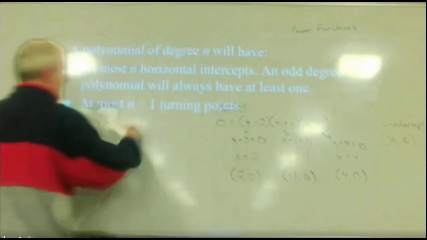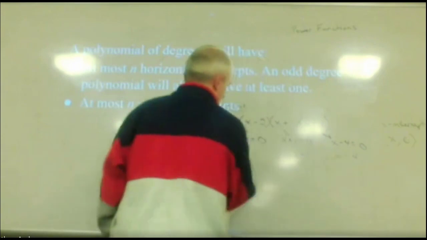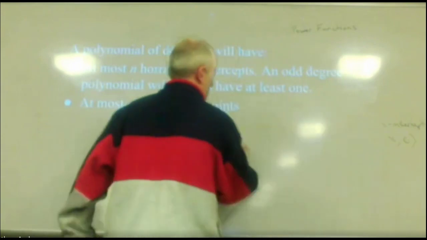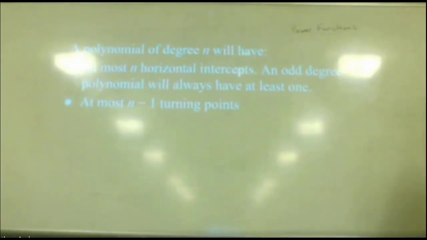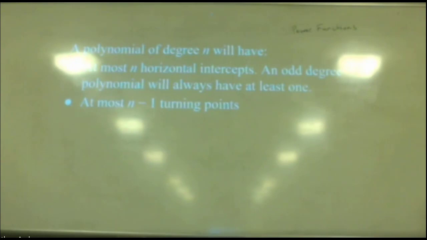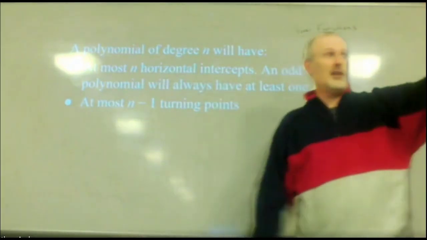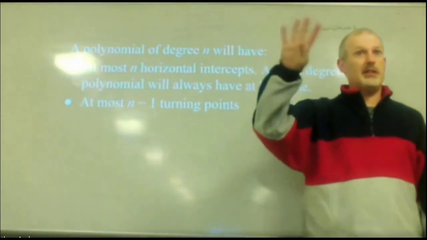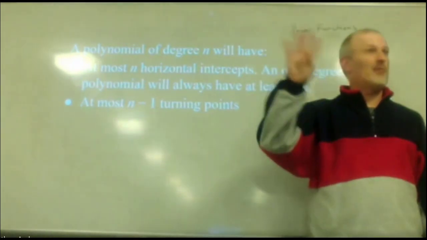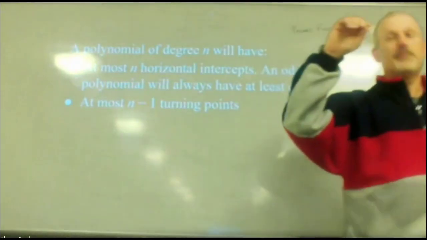Some more characteristics of polynomials that we have. A polynomial function with a degree of n, whatever that number is, will have at most n horizontal intercepts. So if the degree is 4, it could have up to 4 x-intercepts, horizontal intercepts. Okay, it can't have more than that. It could have less. So at most, whatever the degree is.